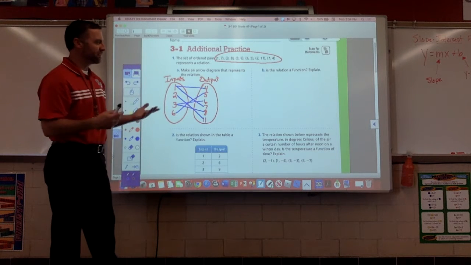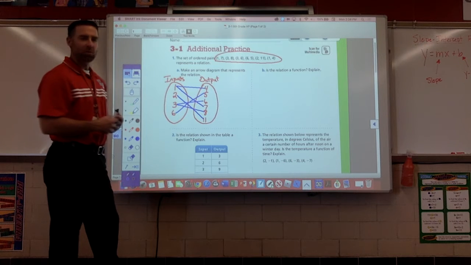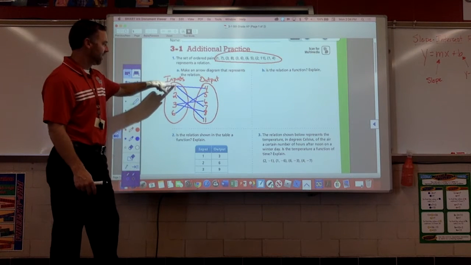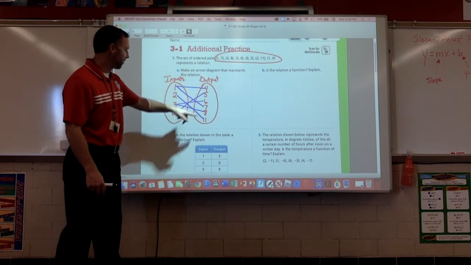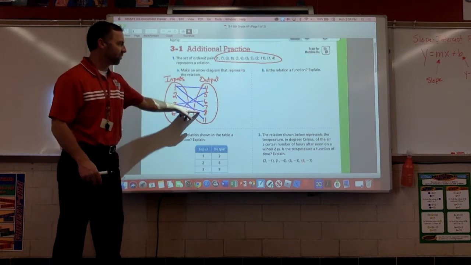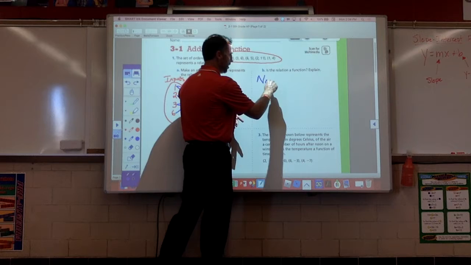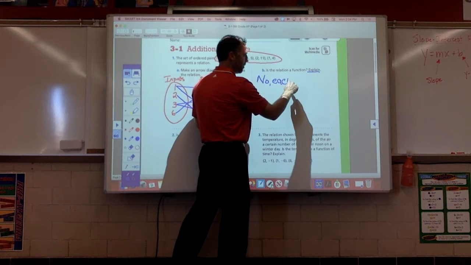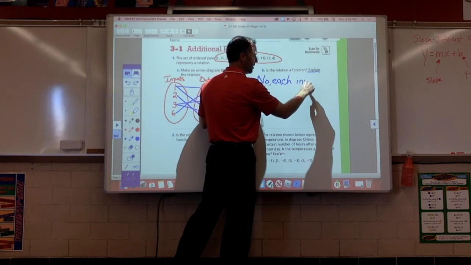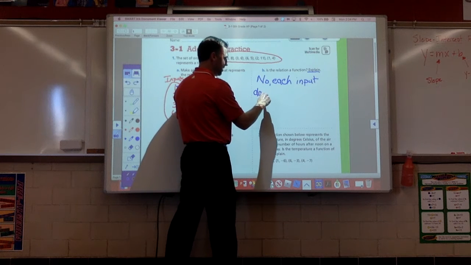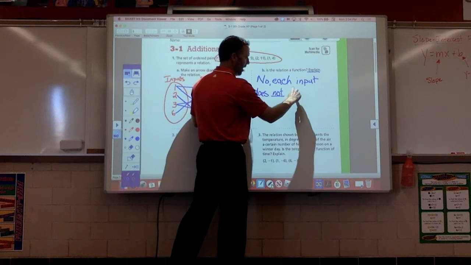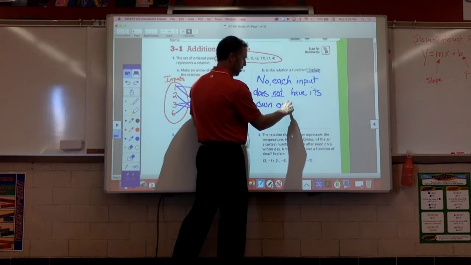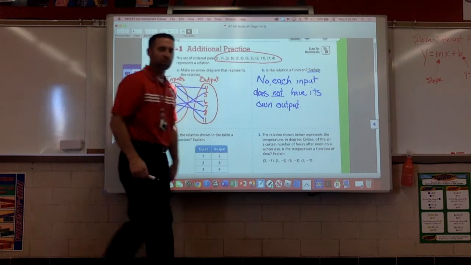But now we need to look. Letter B says, is this relation a function? Well, does any one of these inputs have two different arrows going off of it? Yeah, this one has two different outputs, and this one has two different outputs. So is this a function? No, it's not. And we're going to explain, because it says explain: each input does not have its own output. Questions?